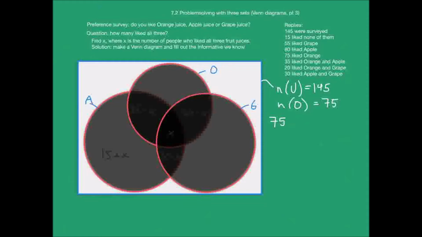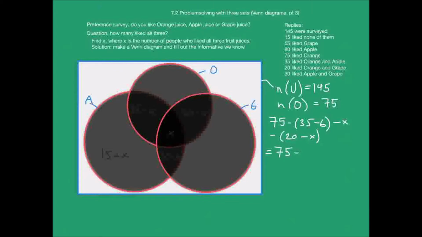So subtract 35, oops, 35 minus x, minus x, minus 20 minus x. And we just move the numbers around just to gather all the numbers.